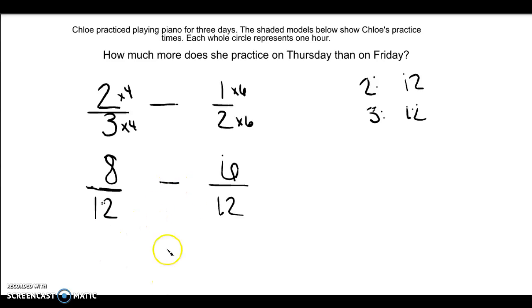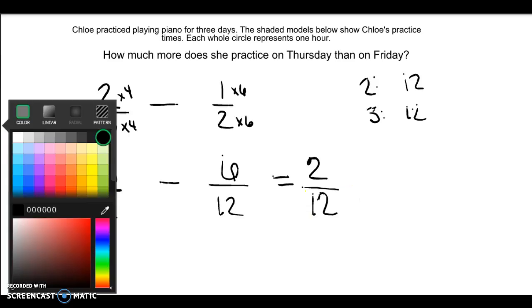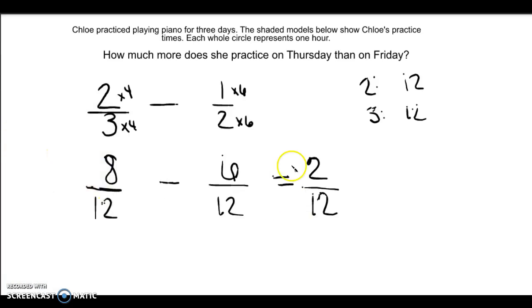All right, so we do 8 minus 6 equals 2. And then our denominator stays the same. Now we need to ask ourselves, is this fraction written in simplest form? And the answer to that question is no, because there is a number that I can divide these two by. I can divide the numerator and the denominator by the same number.